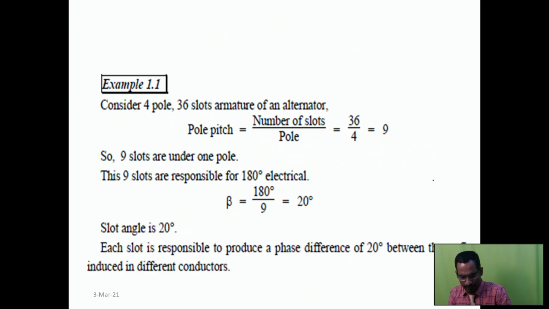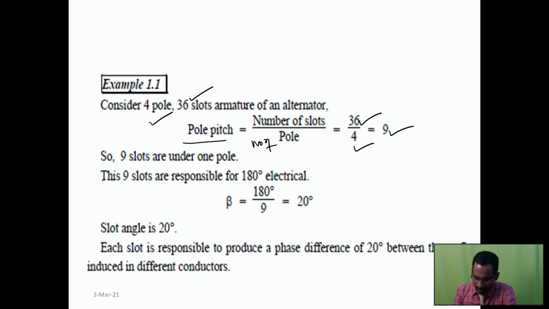First, we have come across the pitch factor, so I have already explained you by using this. I have 36 slots and 4 poles. Find the pitch factor for this. For the pole pitch, we know the formula: the number of slots by the number of poles. Number of slots is 36, number of poles is 4, we will be getting 9. So the 9 slots are under one pole.